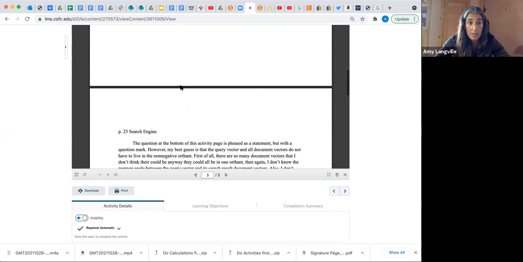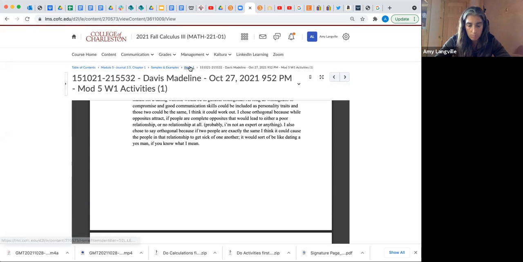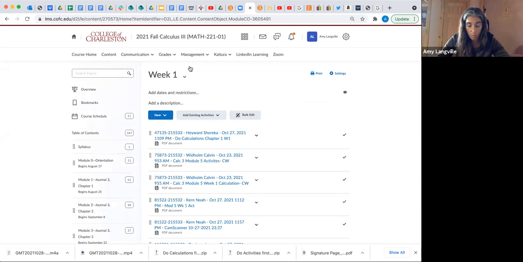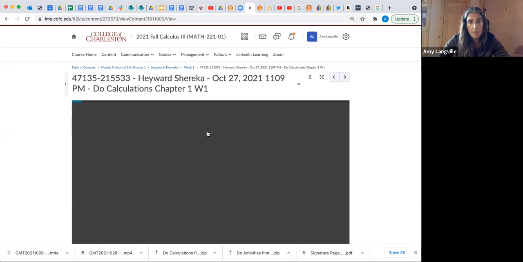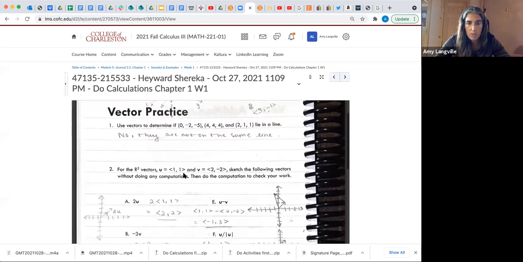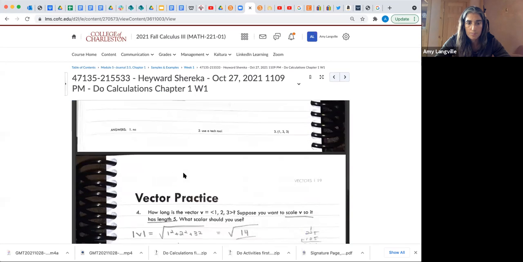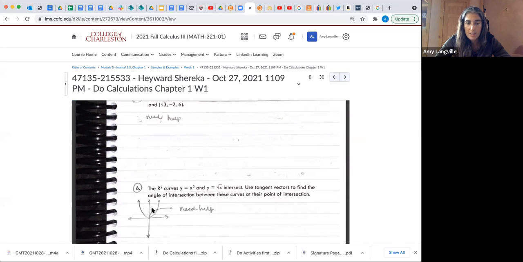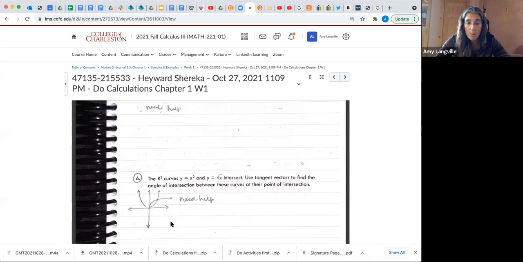Now let's move on to calculations. Overall, nice job, but I did repeatedly see an issue for page 19, number 6. I think I'm just pointing out Sharika's work here. A lot of people got to number 6 and thought, hey, I need some help. But we can look at the picture that Sharika started us with here.